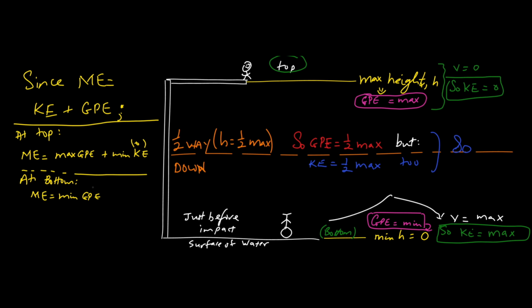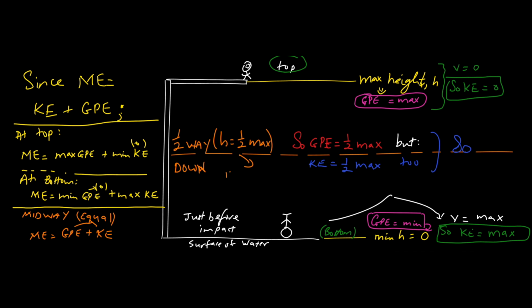At the bottom, however, the situation is the opposite. The diver has maximum kinetic energy, but minimum or 0 gravitational potential energy. Midway along his dive, the diver has gravitational potential energy and kinetic energy that are equal to each other.